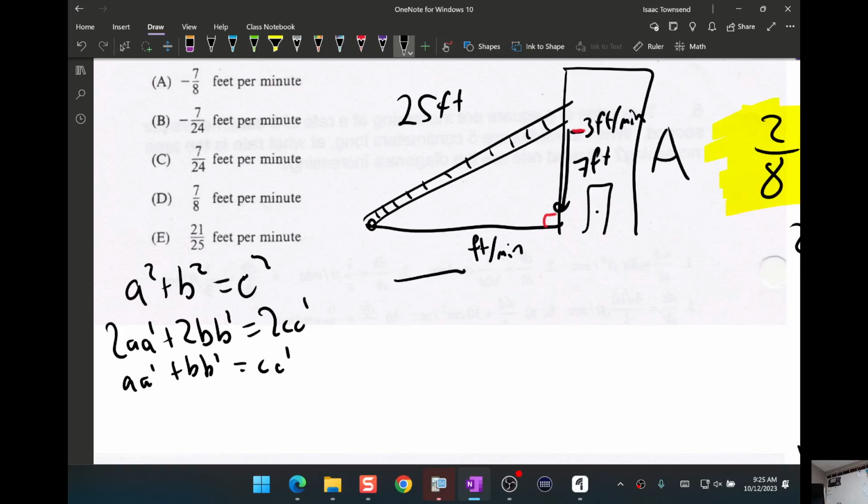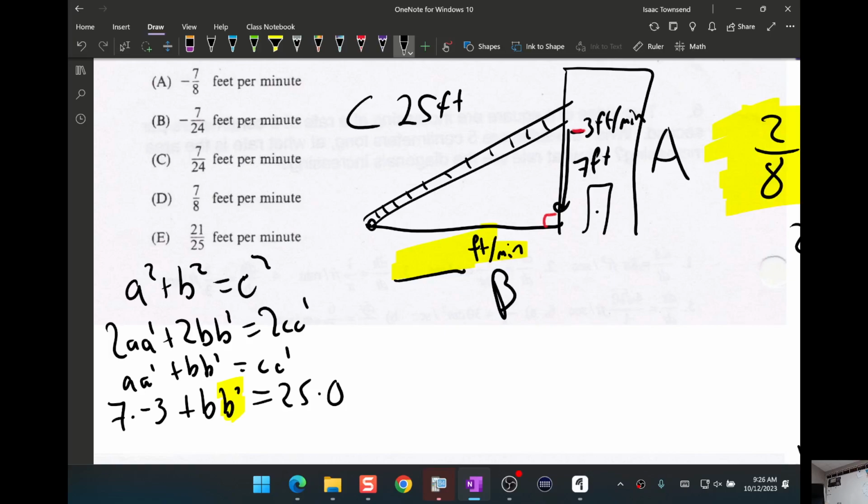So one of your legs needs to be called A, one of your legs needs to be called B, the hypotenuse has to be C. So A, I know, is 7 feet, and A prime is negative 3 feet per minute. B, I don't know his length. B prime is how fast that's changing, and that's the whole point of this question. So that'll be the last domino to fall. I know the length of C, and I also know the rate of change of C. This is not changing at all. The 25-foot ladder is always going to be 25 feet. So the rate of change of C has to be 0.